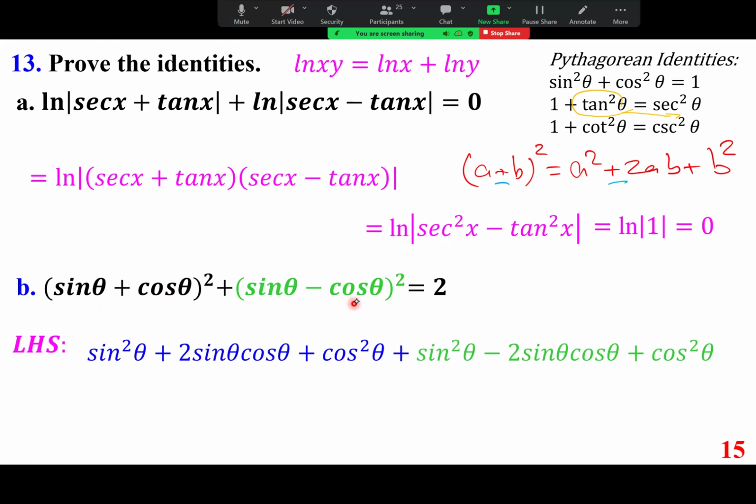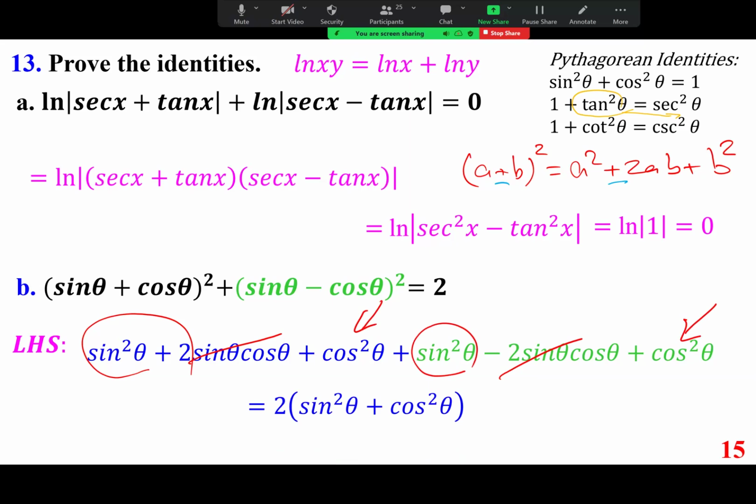So what happens? First and foremost, these two cancel each other. Secondly, you have 2 sine squared and 2 cosine squared, and this sum is 1, so 2 times 1 is 2. Very simple. Or you can say sine squared and cosine squared is 1, sine squared and cosine squared is 1, they add up to 2. Either way is fine.